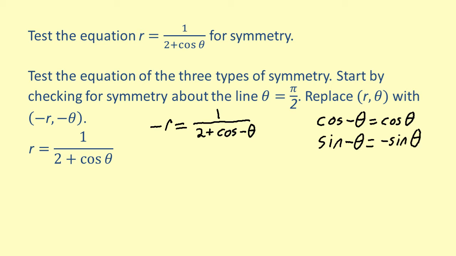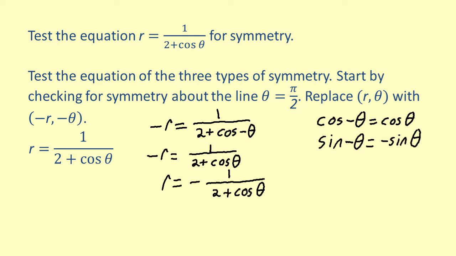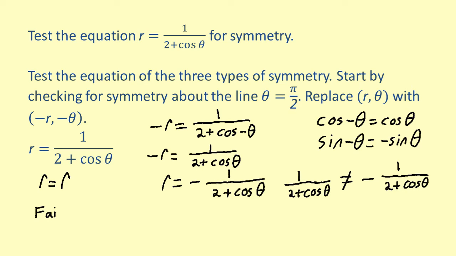If we simplify cosine negative theta, the equation becomes negative r equals 1 over 2 plus cosine theta. The given equation has positive r alone on the left side of the equation, so we'll rewrite this equation to have the same layout. Multiplying both sides of the equation by negative 1, we get r equals negative 1 over 2 plus cosine theta. By the reflexive property, we know that r equals r. This means that 1 over 2 plus cosine theta should equal negative 1 over 2 plus cosine theta. But this will never happen, so 1 over 2 plus cosine theta does not equal negative 1 over 2 plus cosine theta. Therefore, r equals 1 over 2 plus cosine theta fails the test, which means it may or may not be symmetric about the line theta equals pi over 2.